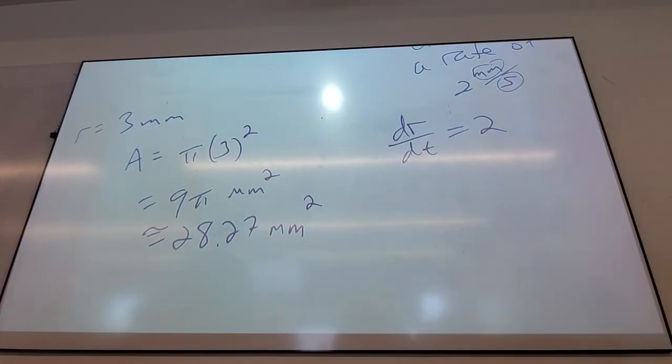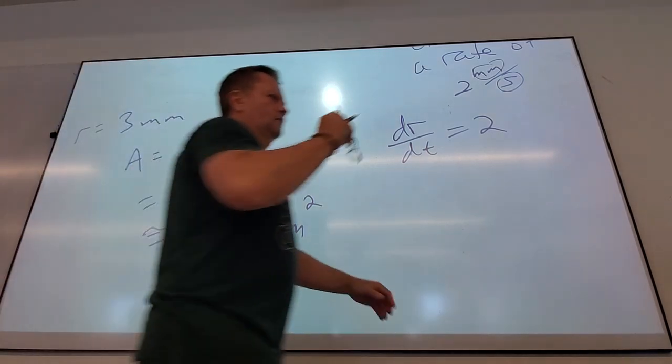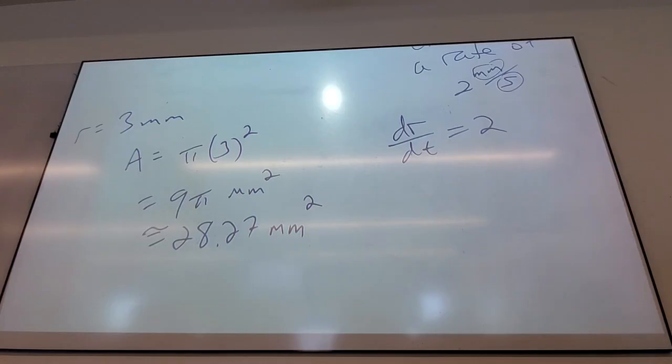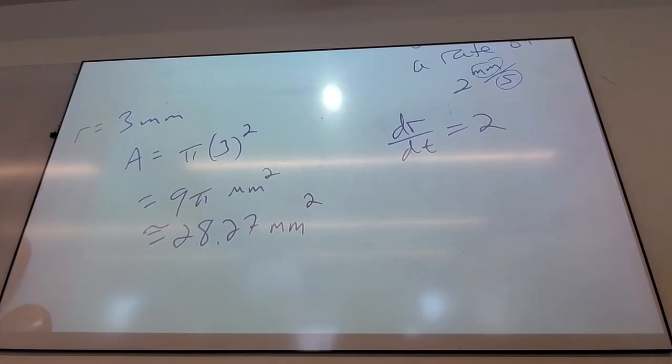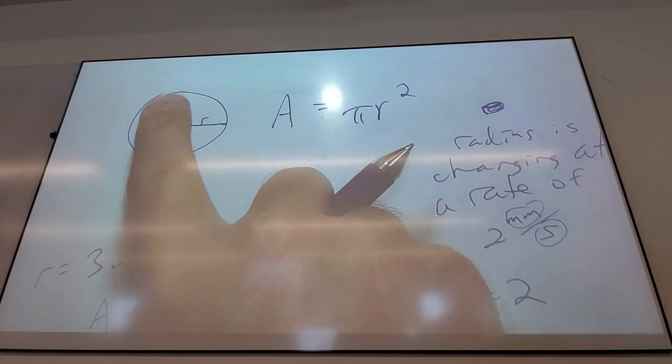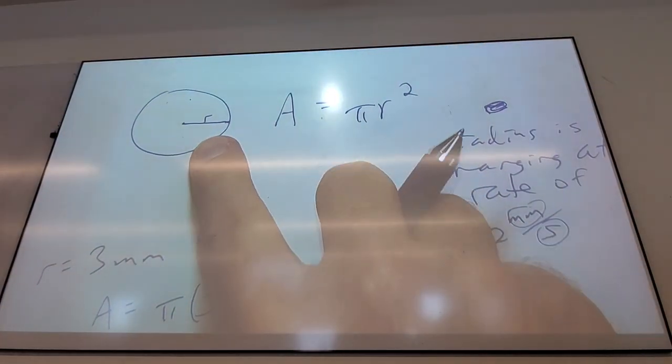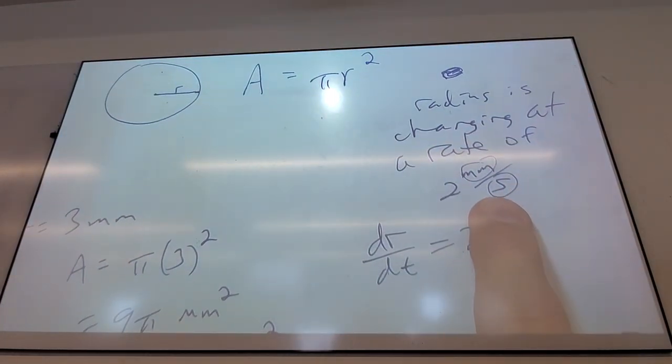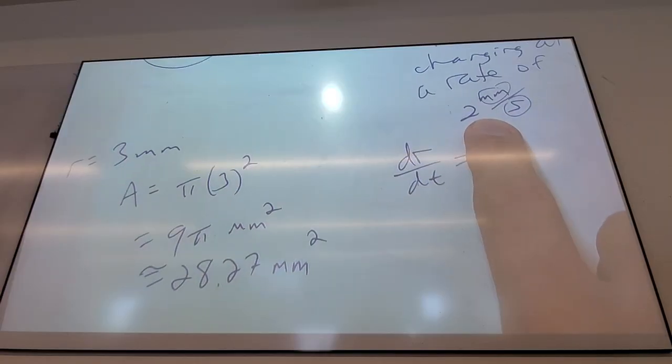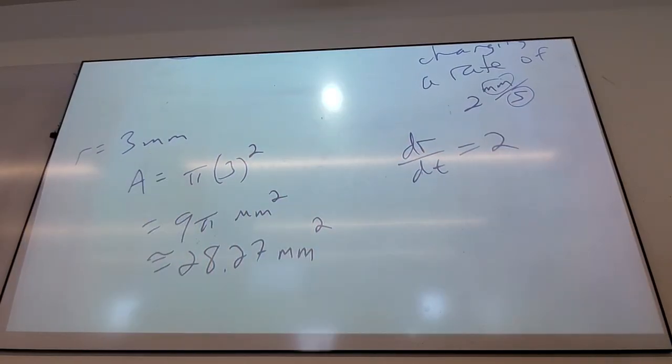Alright. What if I wait 1 second? What happens? Is everybody with me so far? Nothing much has happened. We threw a rock into a pond, and for some reason we're going to sit down on the grass and think about calculus. At the moment when it's 3 millimeters, the area of the circle is roughly 28.27 millimeters squared.